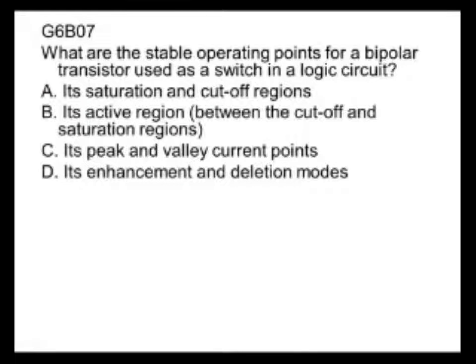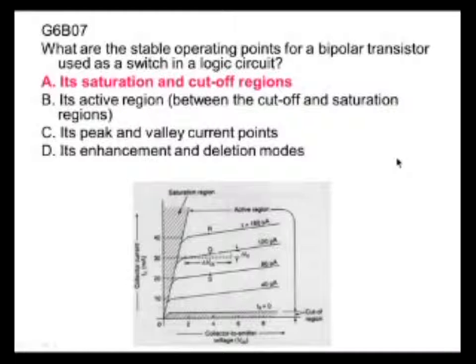What are the stable operating points for a bipolar transistor used as a switch in a logic circuit? A logic circuit is a digital circuit. It has two states, on and off. And the places where you want your transistor to operate are at the saturation and the cutoff regions, and that's what this looks like here. Here's a saturation region where the transistor is conducting 100%. Here's the cutoff region where it's conducting not at all. So those are your two regions that you operate in for a logic circuit using a bipolar transistor, saturation and cutoff regions.